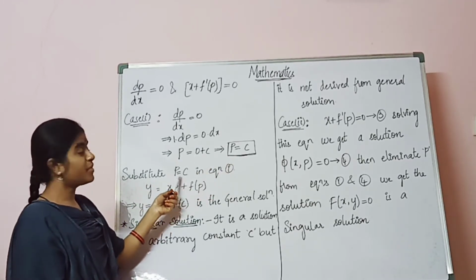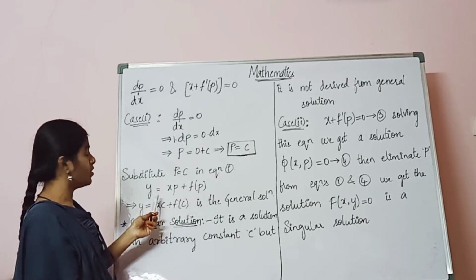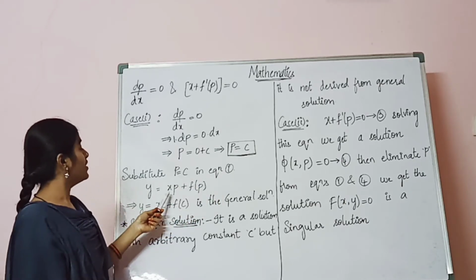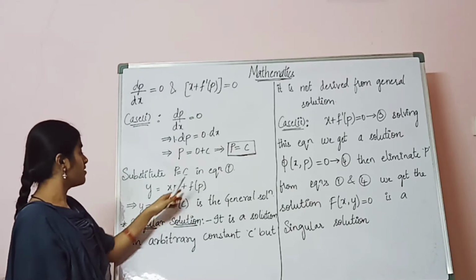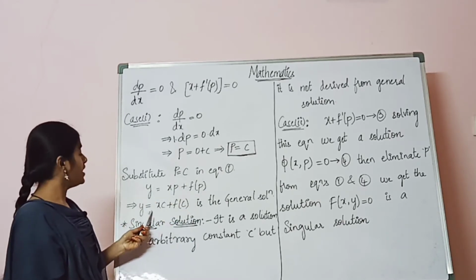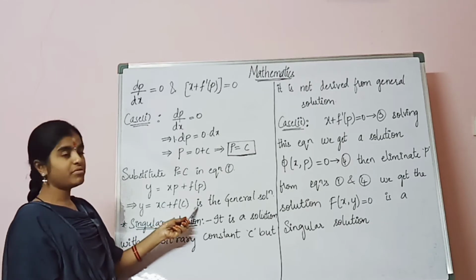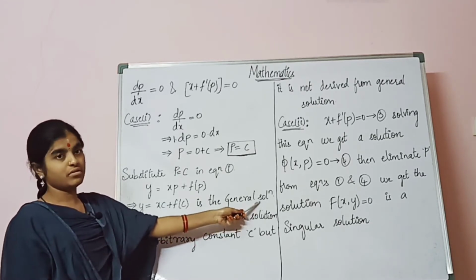Now substitute p equals c in equation 1. Equation 1 is y equals xp plus f of p. In the place of p we substitute c. That implies y equals xc plus f of c, which is the general solution.